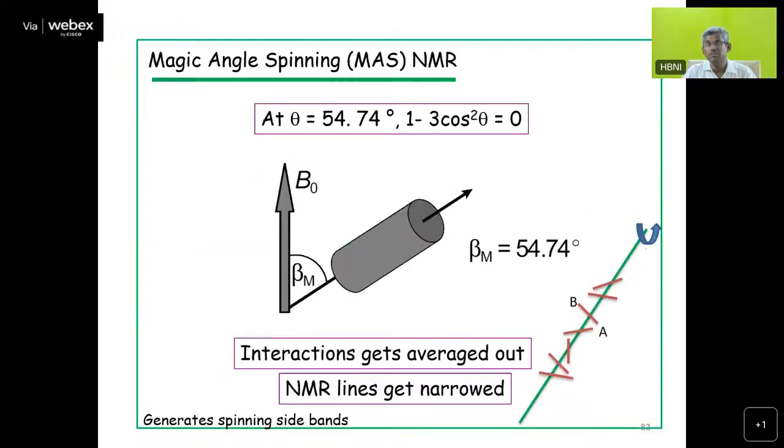Once it aligns at 54.74 degrees, what will happen? Cos squared theta, cos squared 54.74 degrees, will become 1 by 3, and 3 into 1 by 3 will become 1, so 3 cos squared theta minus 1 will be a very small number. That way you are mechanically averaging out the dipole-dipole interaction. Since chemical shift also has a 3 cos squared theta minus 1 dependence, it also gets partially averaged out. Why partially? Because there are other angular terms in the chemical shielding interaction. Due to these other angles, it may not get completely averaged out, but some averaging out happens.